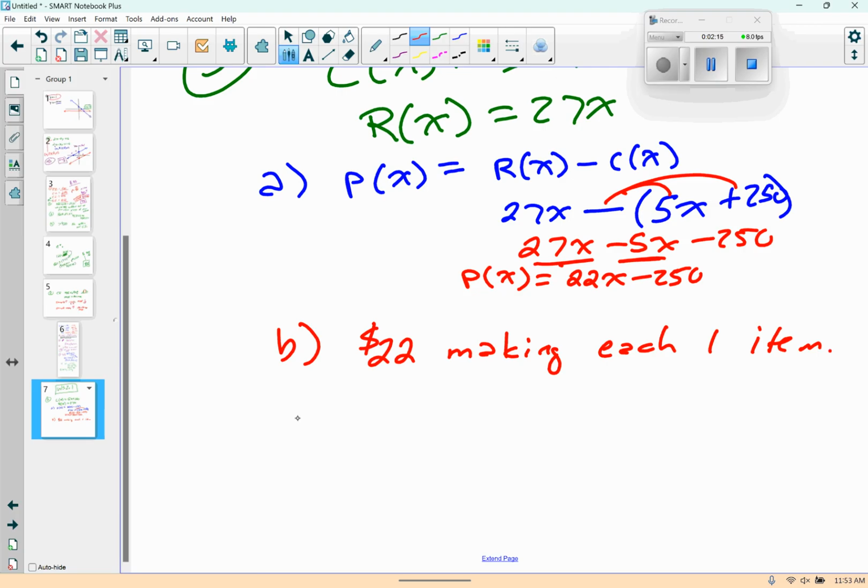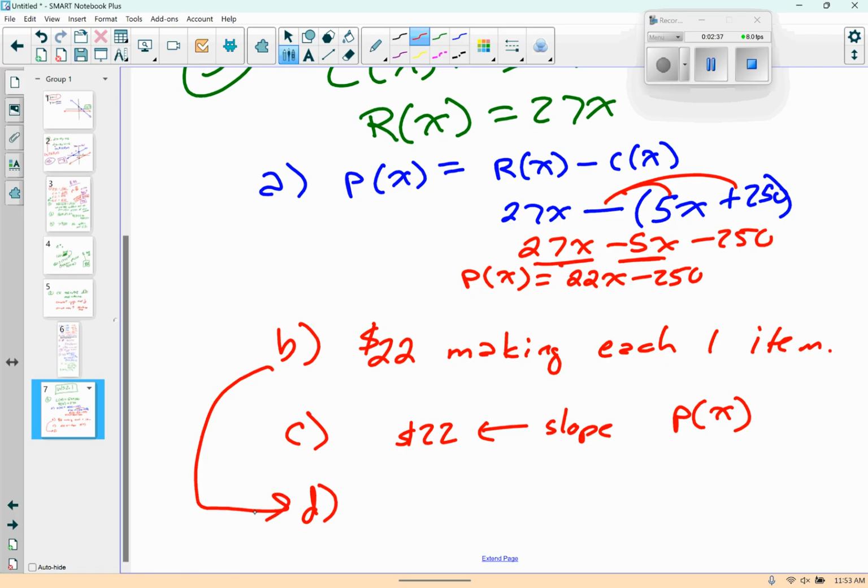And then it says, what is the marginal profit? The marginal profit is then 22 as well. It's whatever the slope of the profit equation would have been. And D, interpret the marginal profit. They all mean the same thing. B and D are about the same answers. Okay. Questions there?